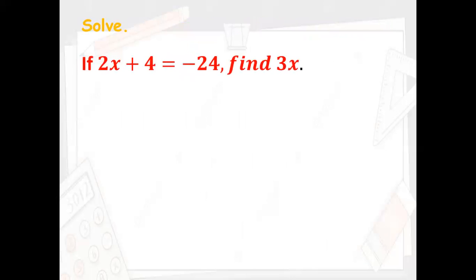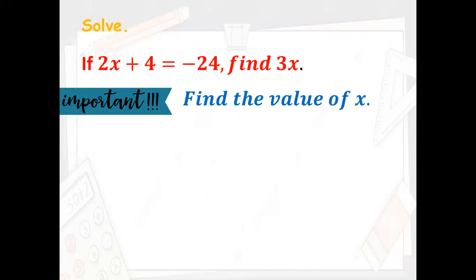Okay. Now, this is another kind of question which will be given to you in the form of a sentence. If 2x plus 4 equals negative 24, find 3x. Now, you have to find 3x. This is the question, find 3x. But how do we know what's the value of x? In this question, it's very, very important: we find the value of x first. Without knowing what's x, how can we find what's 3x? So first let's find the value of x.